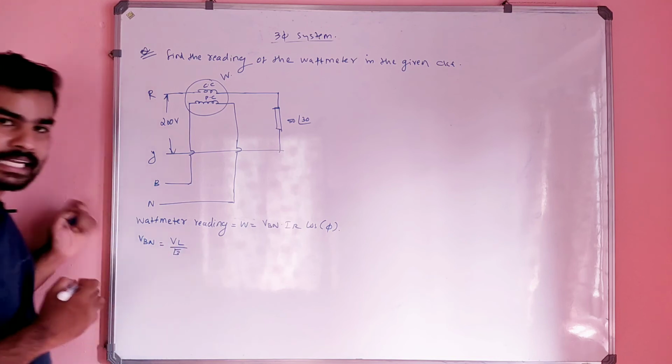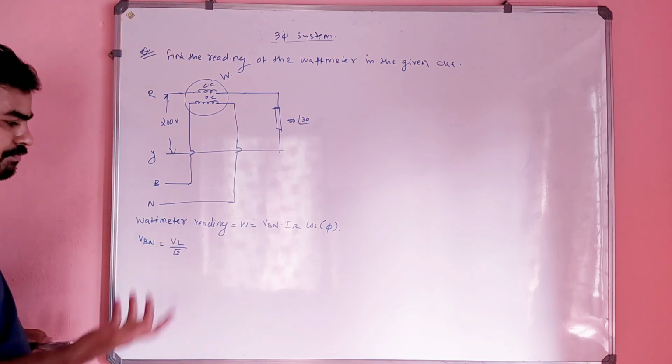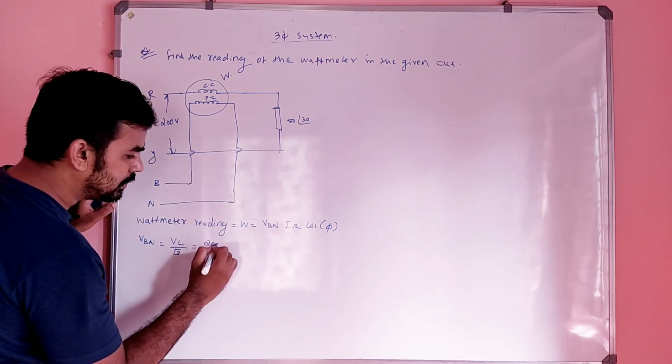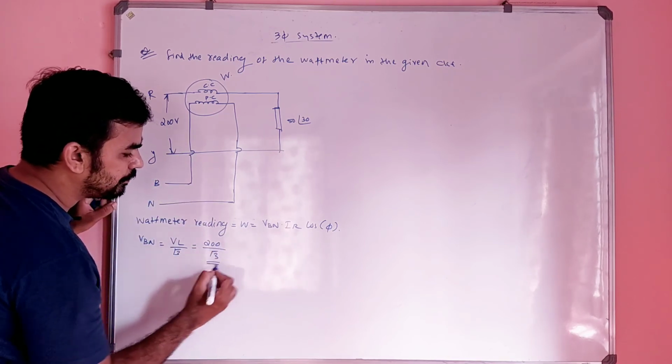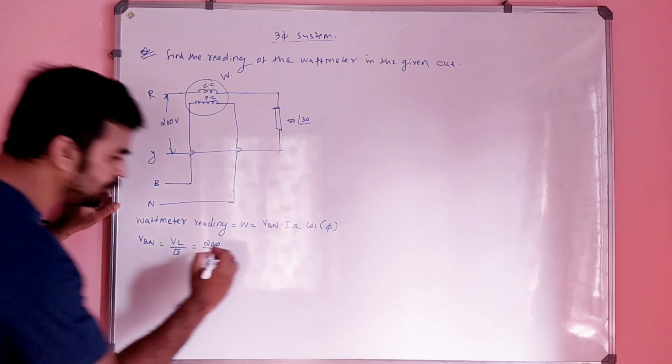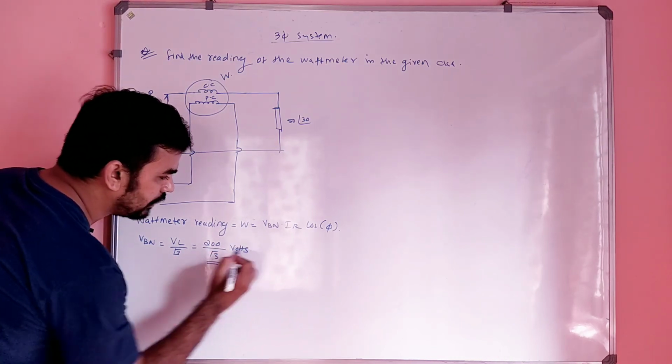In star connection, phase voltage is VL by root 3, which is 200 divided by root 3. So that is the value of VBN.